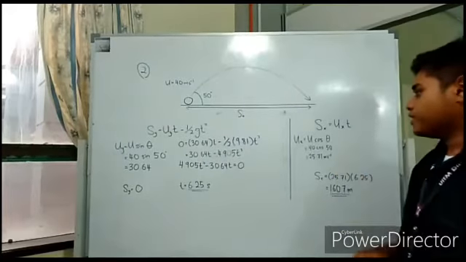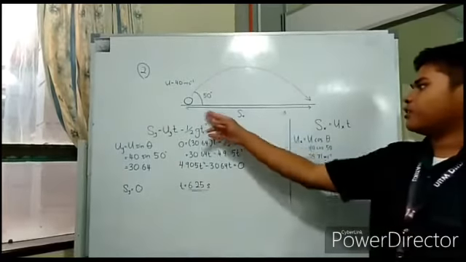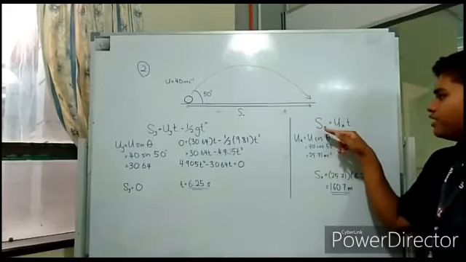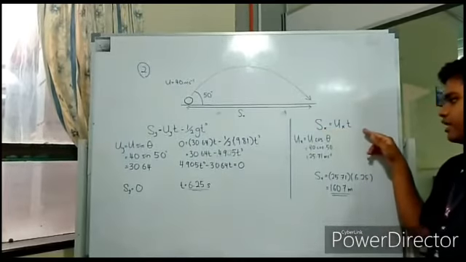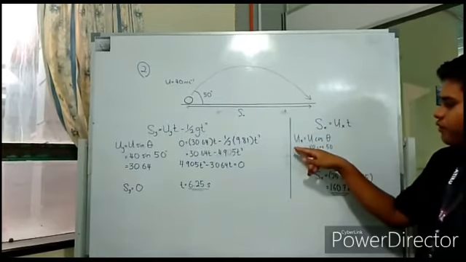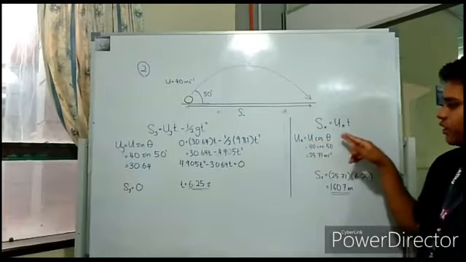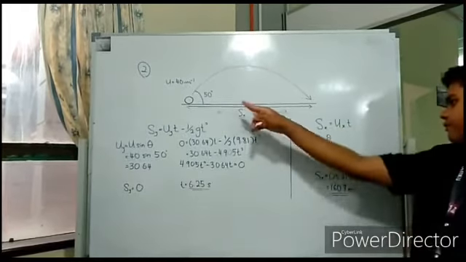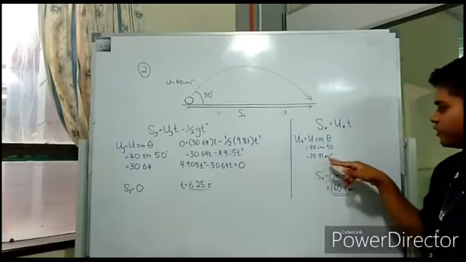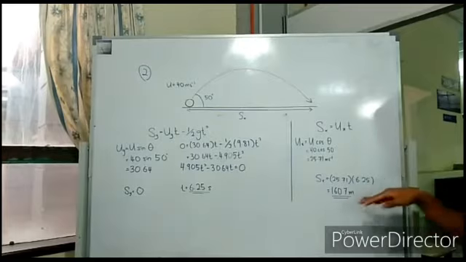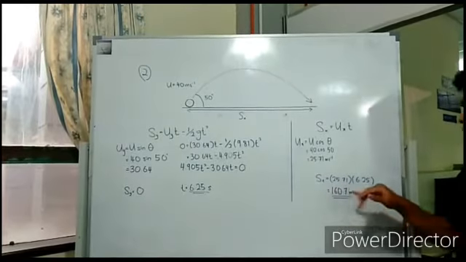Okay, for the second question, we want to know how far will the ball travel before it hits the ground. So we can use the formula sx equal to uxt. First we must calculate ux, so we use the formula u cos theta. So u is 40, theta is 50. We will get 25.71 meter per second. So we substitute into the formula, we will get 160.7 meter.